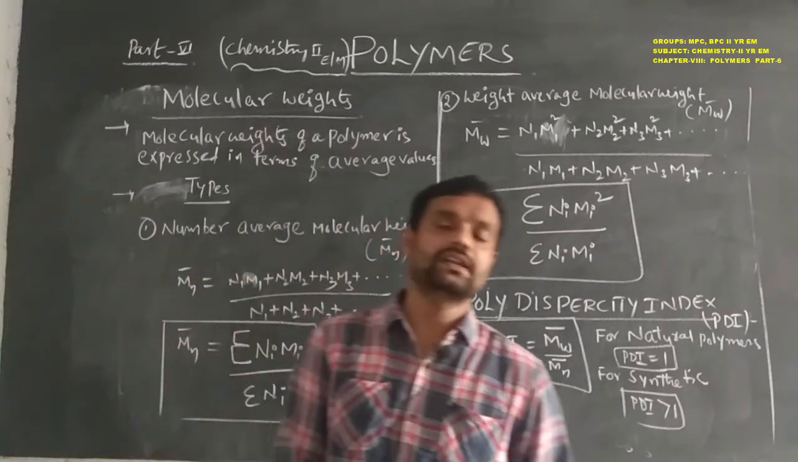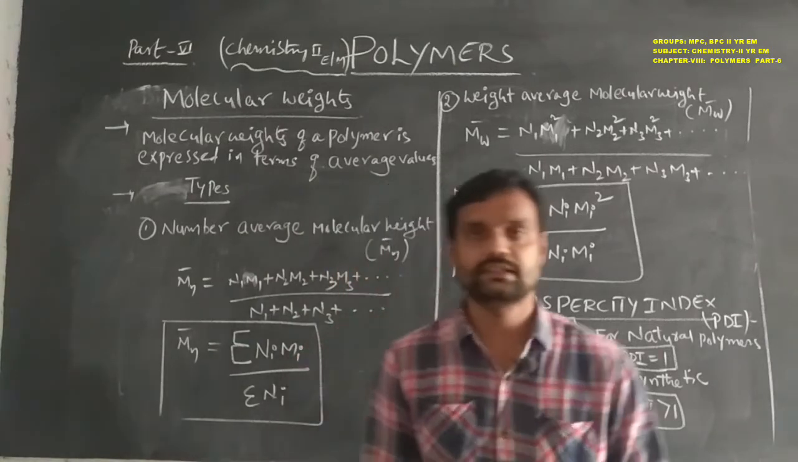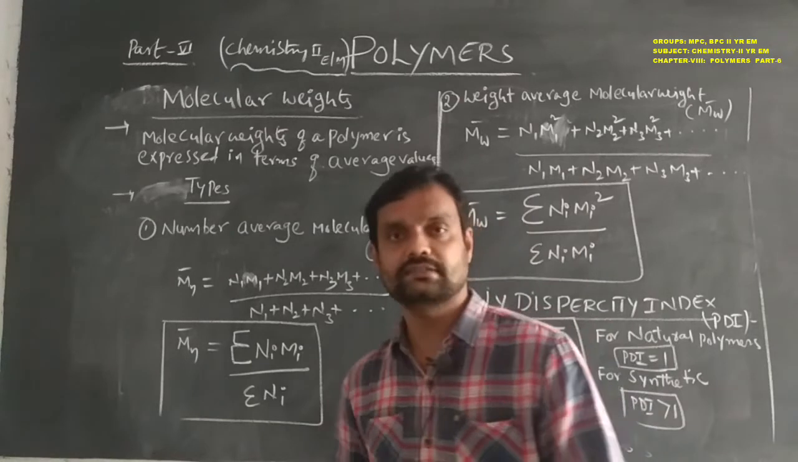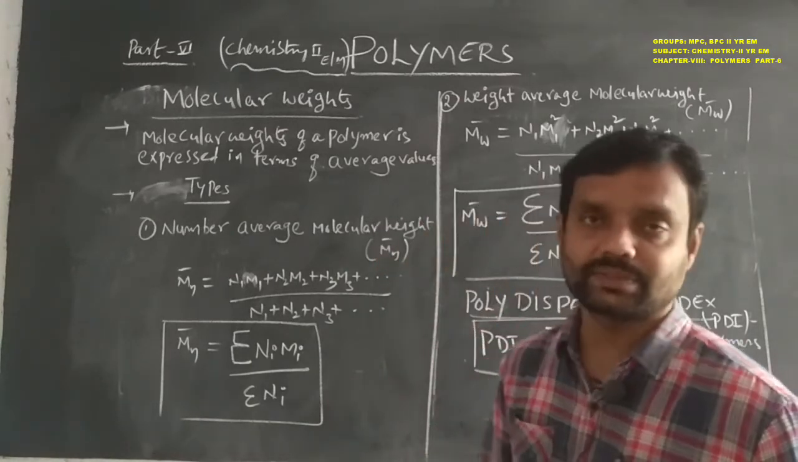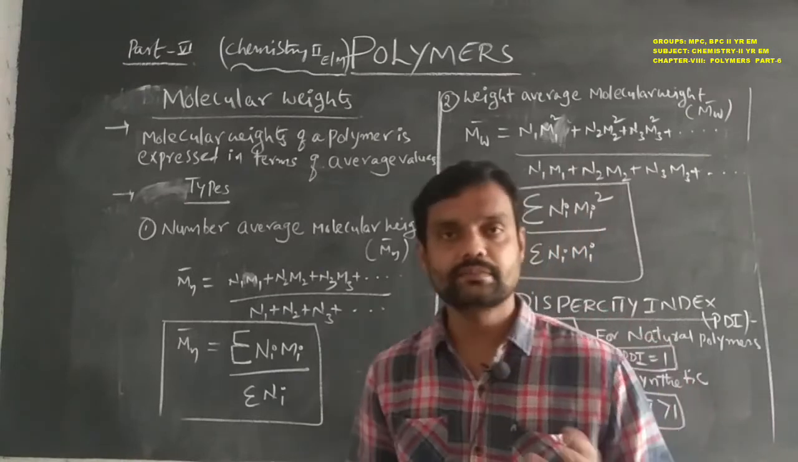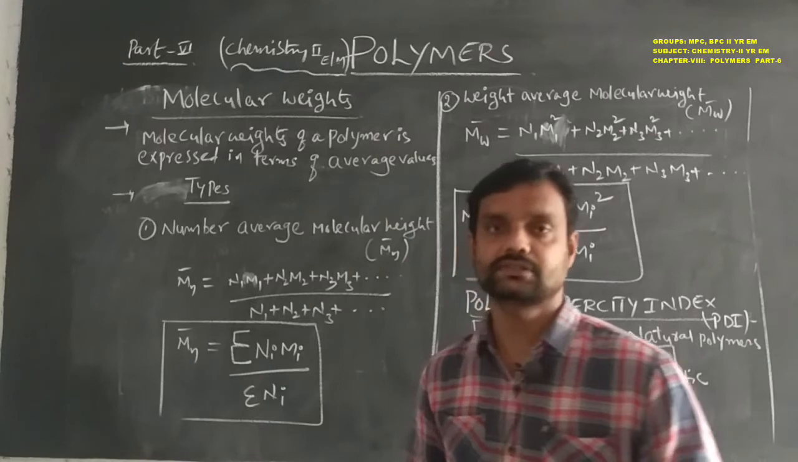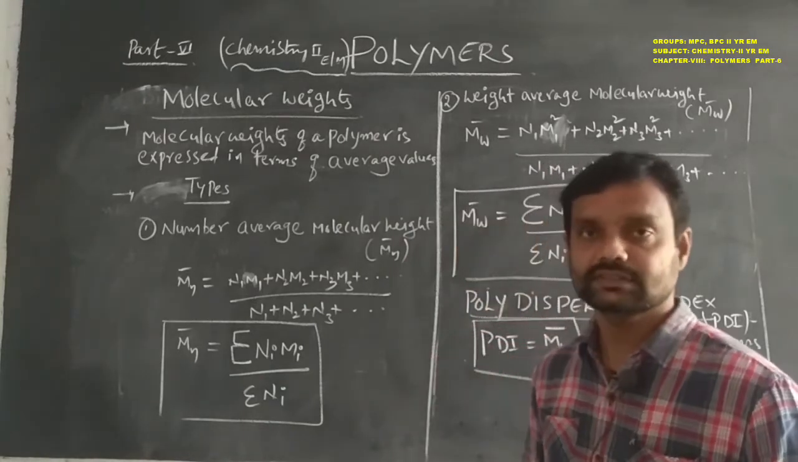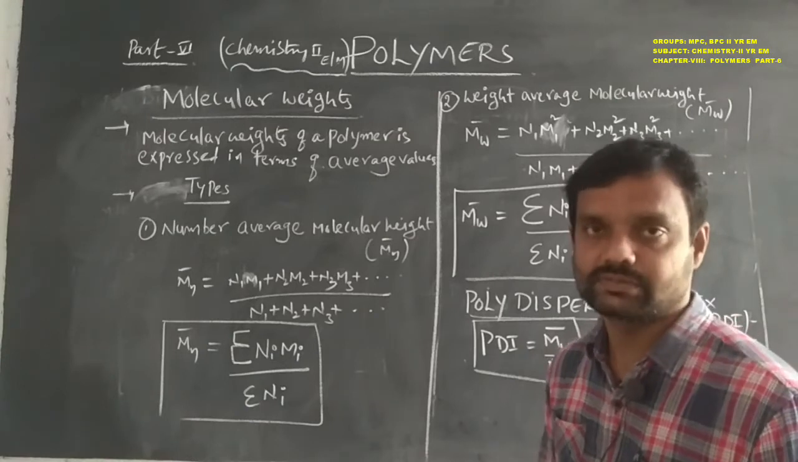Then the molecular weight of the polymer. Generally, the molecular weight of normal compounds can be measured by adding their atomic weights. But in the case of polymers, a number of monomeric units are present in the polymer, so the normal method of measuring molecular weight is not possible.